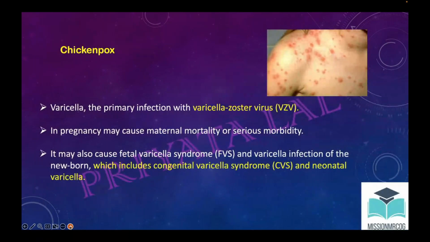Now, just a brief. Chickenpox or varicella is a primary infection caused by varicella zoster virus. In pregnancy, it may cause maternal morbidity or mortality. In the baby, why are we worried? Because the baby can get fetal varicella syndrome or neonatal varicella also. So both entities are different. Fetal varicella syndrome is a congenital defect that occurs if the woman gets chickenpox within the first 28 weeks, and neonatal varicella is like adult varicella that will happen when the baby is born.